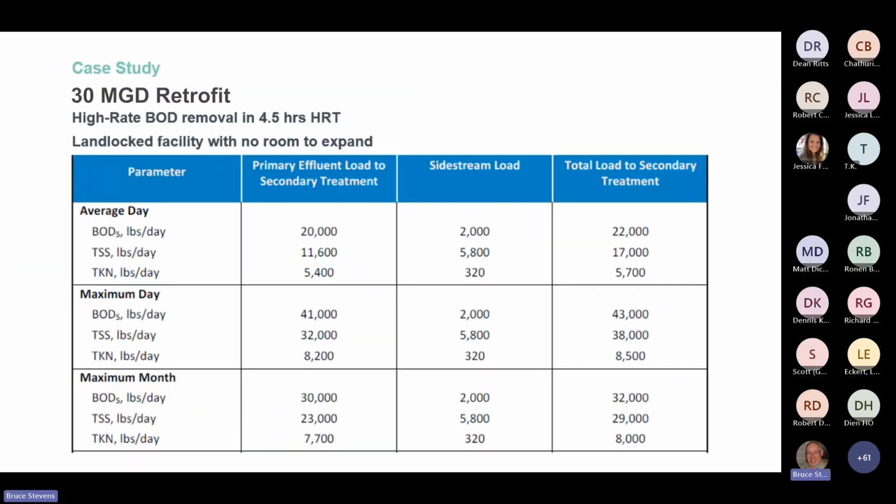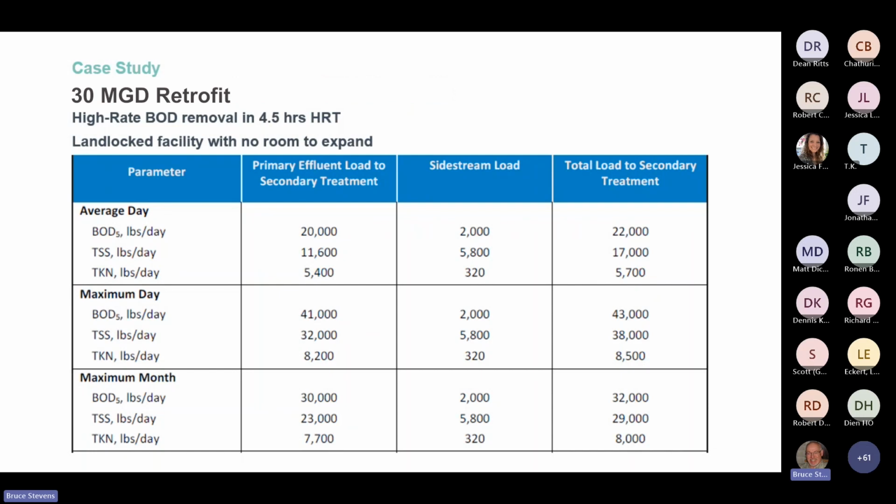This is another case study of a larger plant, similarly short HRT. It's a high rate BOD removal plant, only 4.5 hours total HRT. It's landlocked as well. So some big loads in it because it is a 30 MGD average day flow, max month flow, I should say. And peak wet weather flow is 58 MGD.